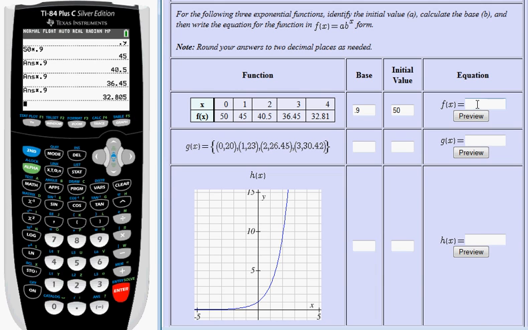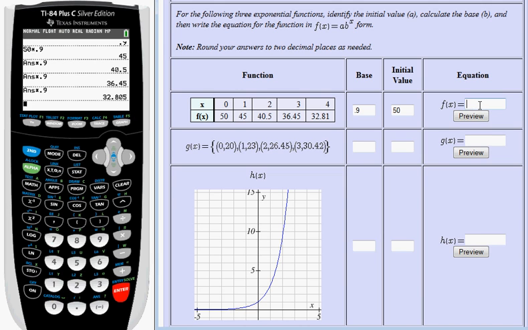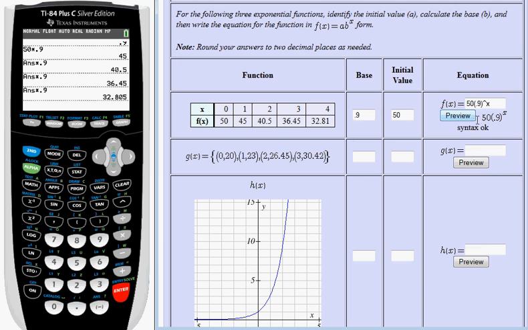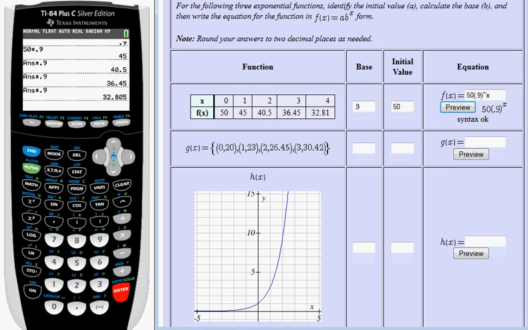So let's finish this problem out here by writing the equation. The equation is going to be of the form ab to the x. We've already figured out that a is 50. B we typically put in parentheses, so I'm going to put it in parentheses. Our b value, our multiplier, was 0.9. And I need to raise that to the x power. That would be the first equation. If you want to make sure you type it in right, I suggest you hit preview. It says that the syntax is okay. I'm going to go down.